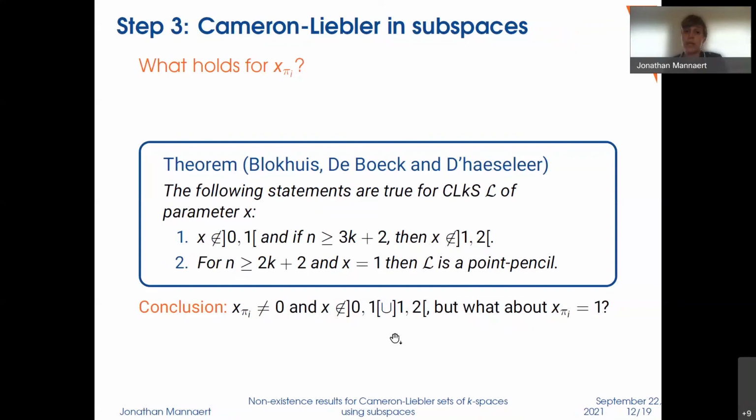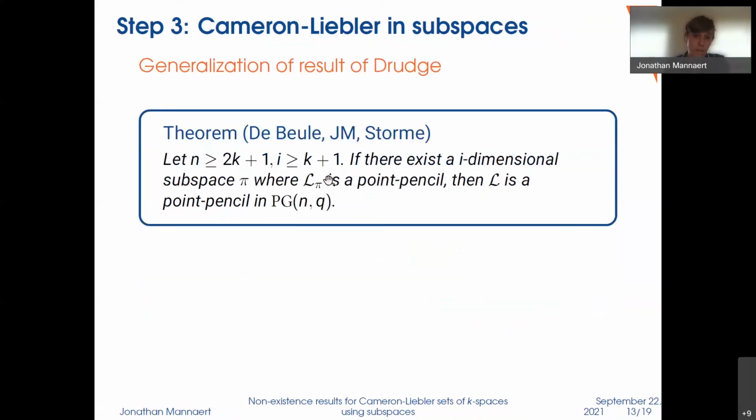And the next slide will exclude this xpi. This is, in fact, a generalization of a result from the thesis of Drudge, where he found this for k equals 1, and we are able to generalize it for general k. It says that if we look at an e-dimensional subspace P, and we see that L restricted to that subspace, so all the k-spaces of L inside that subspace, is a point pencil, then we have that L is a point pencil in PG(n,q).